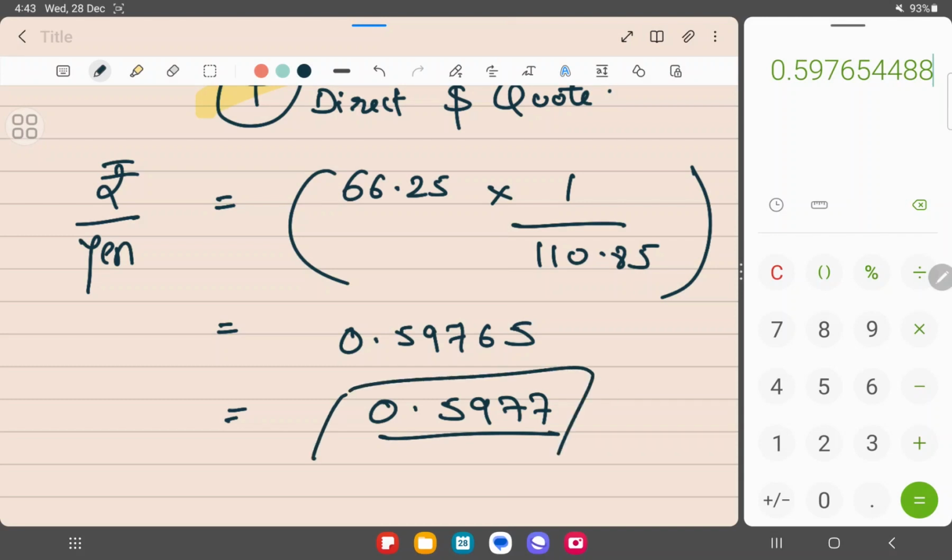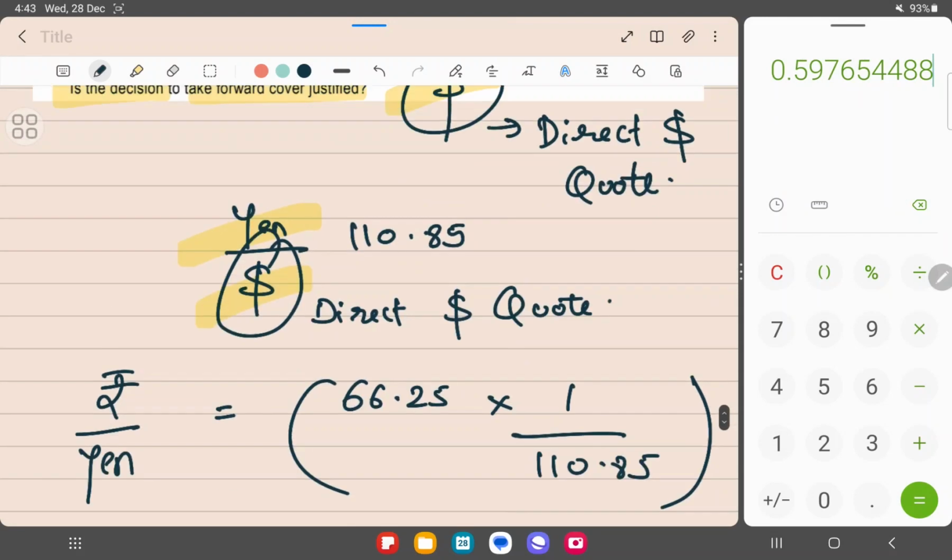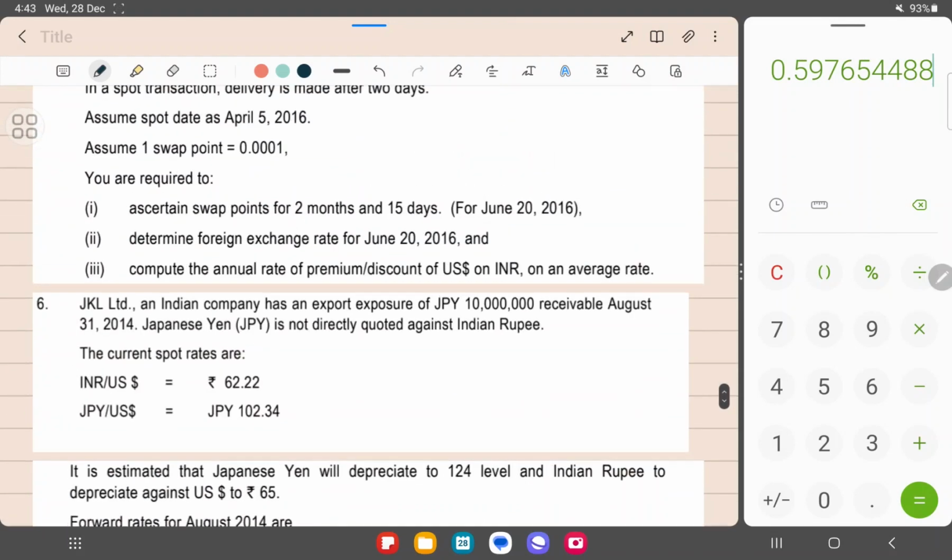But then what is this? Do not forget to write this again and again. I am saying rupee upon yen. This is your final quote. This you will compare with your spot.